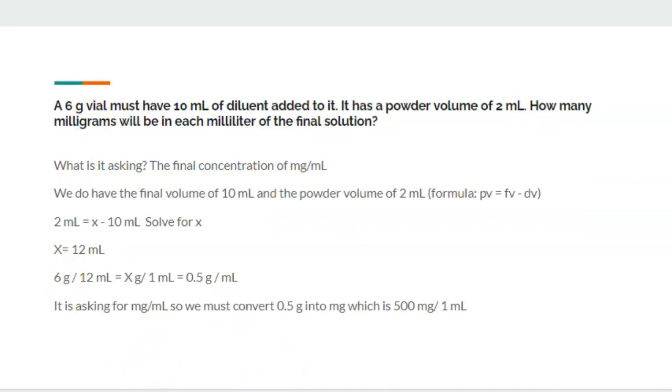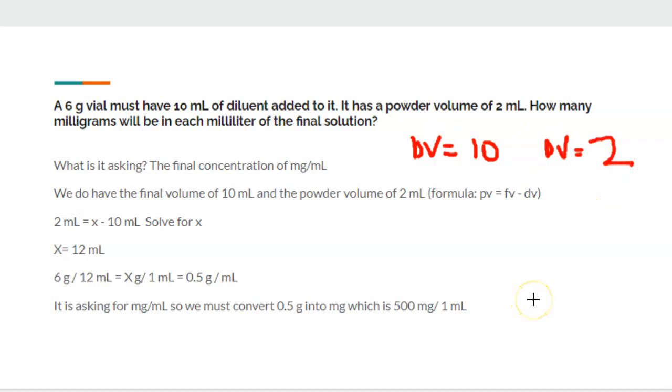So let's look at another one. This one's a little bit different because it's asking something different. We have a 6-gram vial that must have 10 milliliters of diluent added to it. So we know what our diluent is. It has a powder volume of 2. So we know our diluent volume is 10 and our powdered volume is 2.